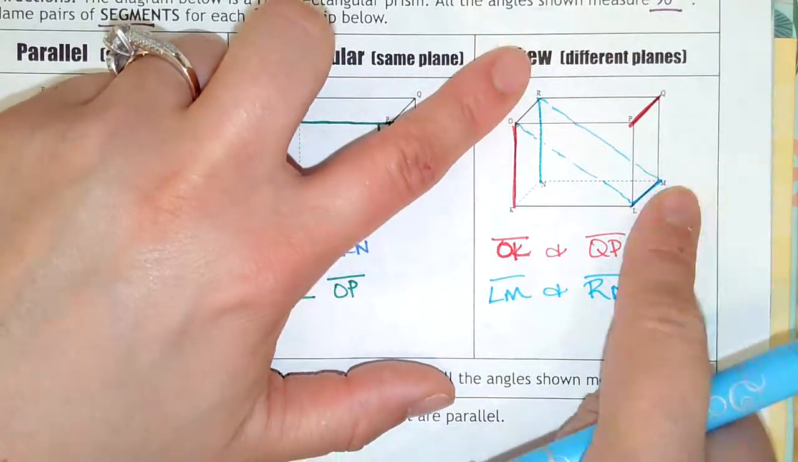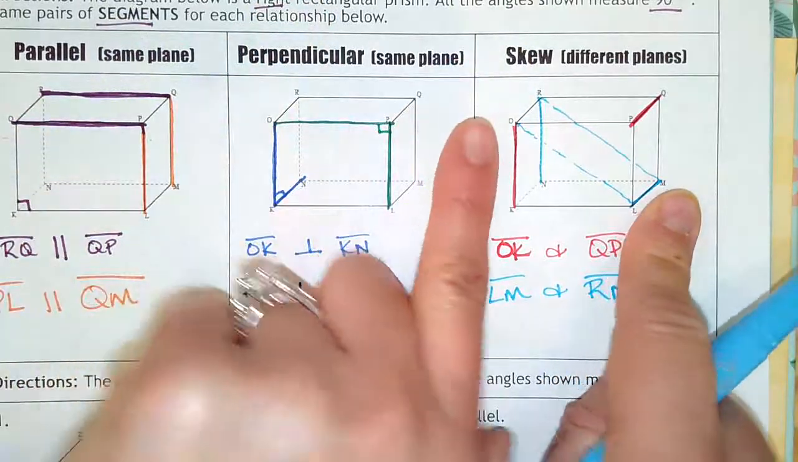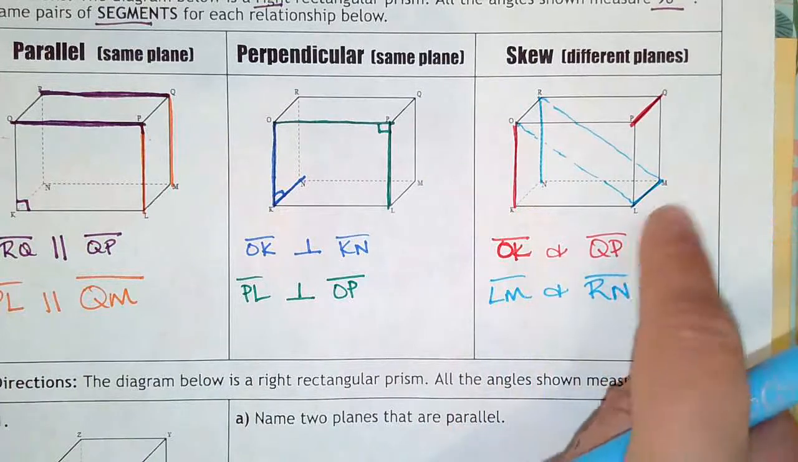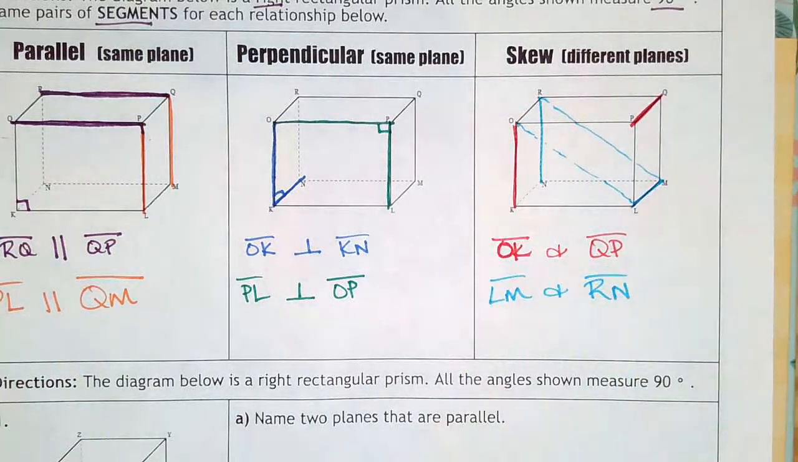So we couldn't pick OR, but we could pick ML and OK again. We could pick ML and RN. Yeah, we couldn't pick M, and that's really it for those. So that's what skew means.